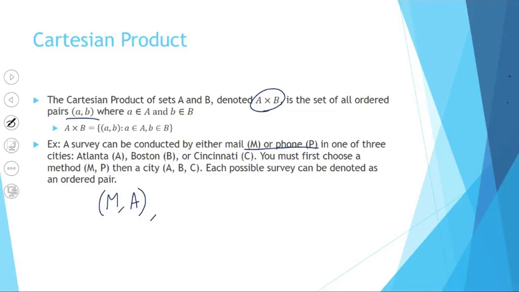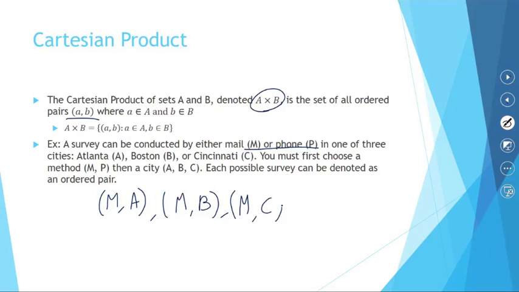All right, let's come up with another combination. Well, I can choose the mail option again, but I can do it in Boston. Right? So there's another survey. I can choose the mail option again, but do it in Cincinnati. So those are three survey possibilities. I could do mail in Atlanta, mail in Boston, mail in Cincinnati. Well, there's more, because what about the phone options, right? I can choose to do survey by phone, and I can choose to do the phone in Atlanta. I can choose to do the phone in Boston, and I can choose to do the phone in Cincinnati. So these are all 6 possibilities for how I can conduct my survey.